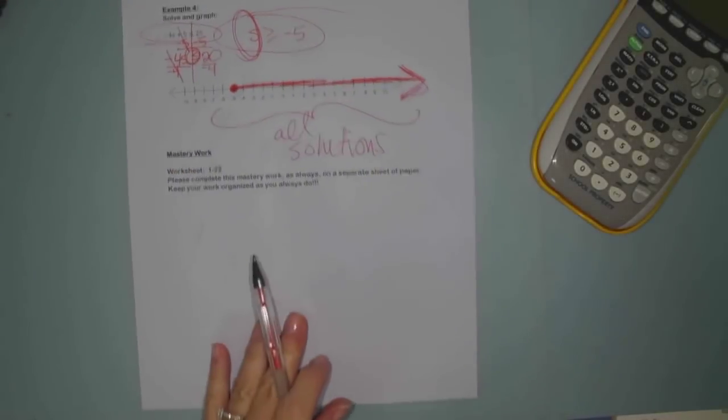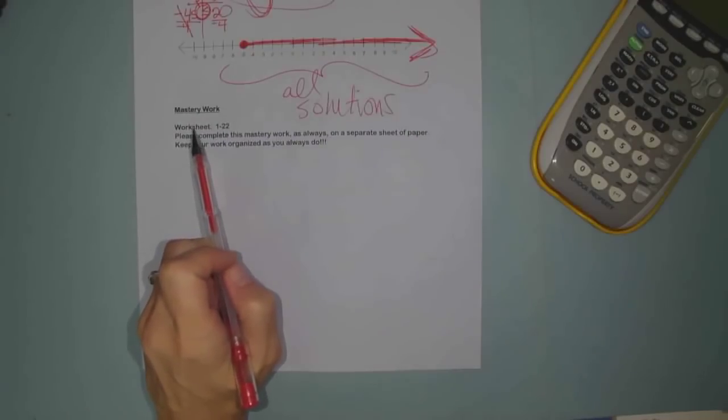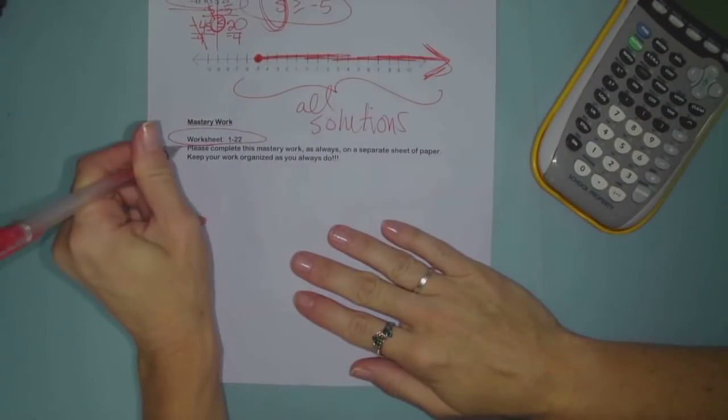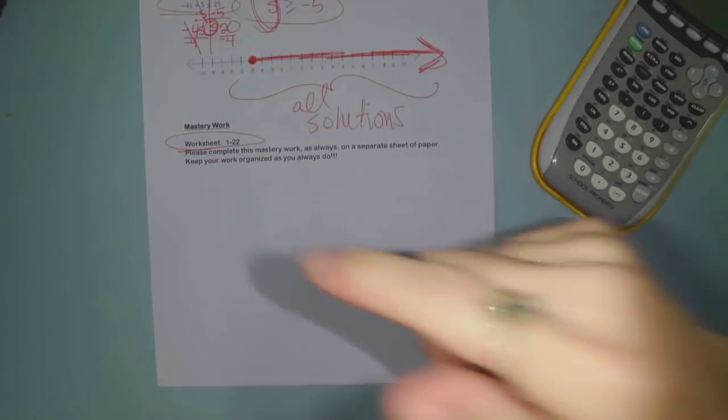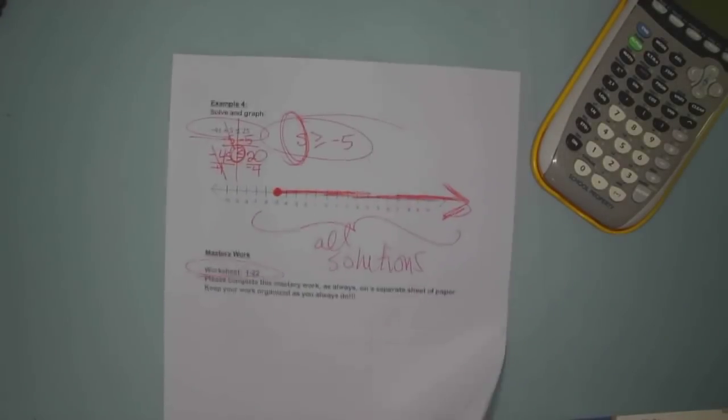Okay, so for mastery work, you're going to be given a worksheet. And on that worksheet and with a separate sheet of paper, you are going to do numbers 1 through 22. Stay organized as you always do. And hopefully this all made sense.